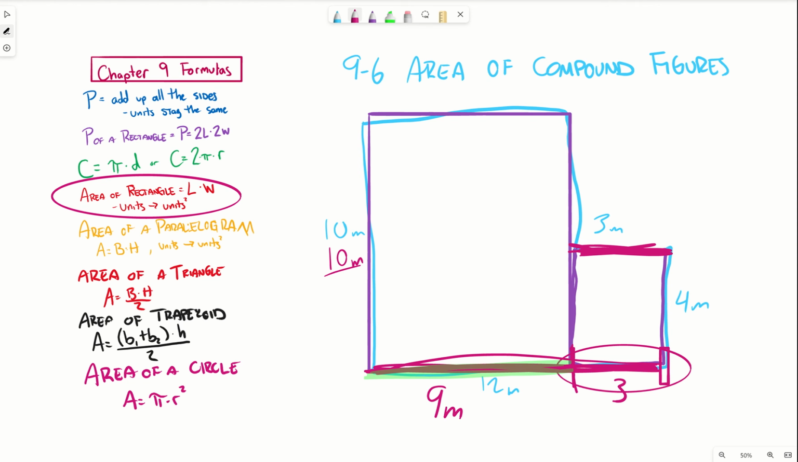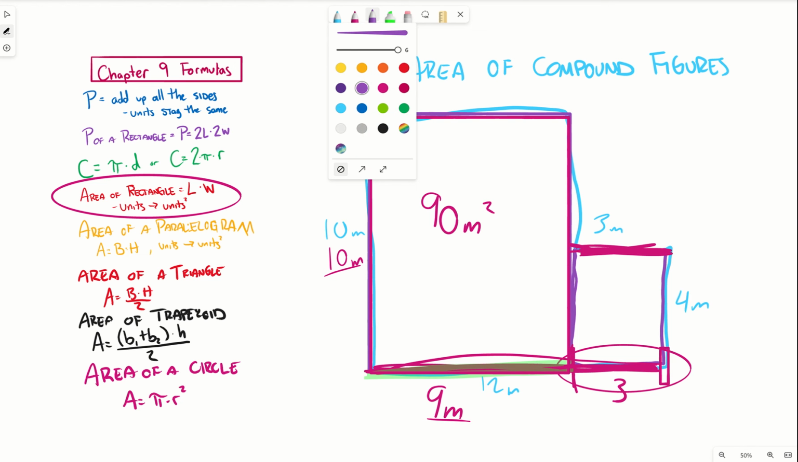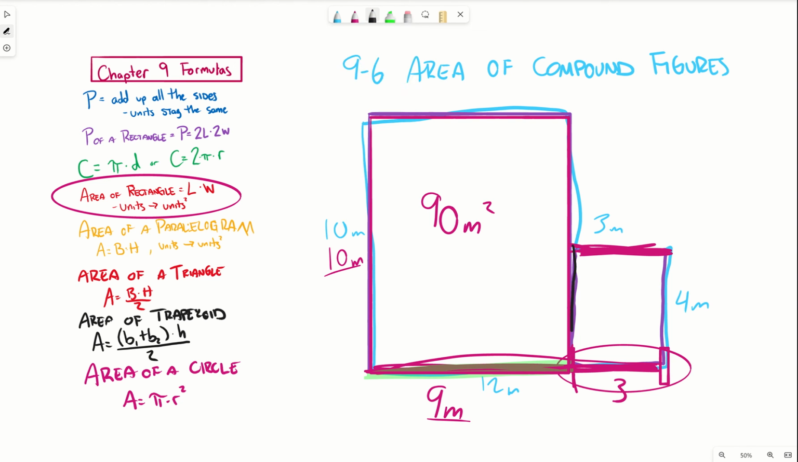So this is a shape that is 10 meters by 9 meters. I multiply those together. 10 by 9 is 90 meters squared. So I know this big shape here is 90 meters squared. And now I can focus on my little shape over here. In my little shape, I know that this side is 3 meters, this side is 4 meters, which means my little shape is a grand total of 12 meters squared.